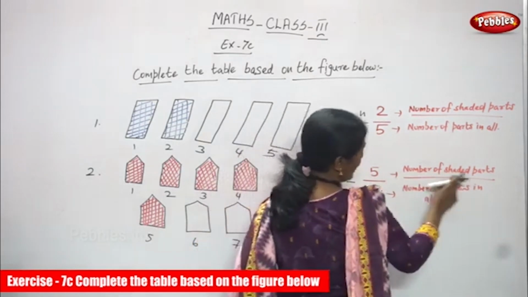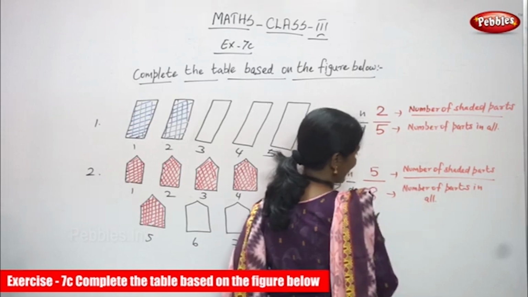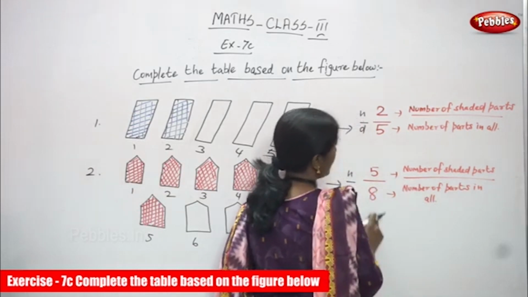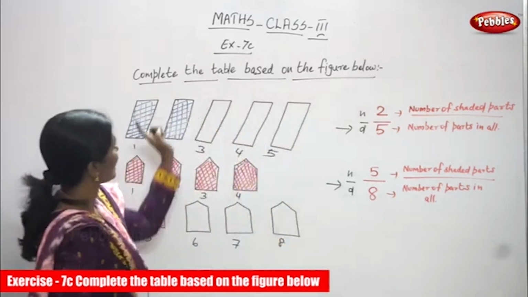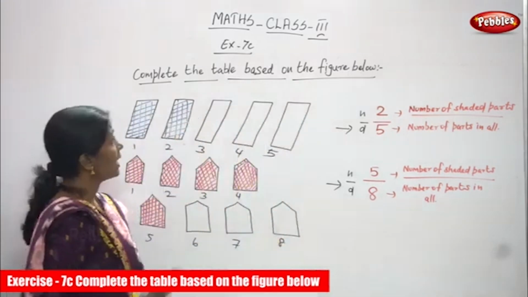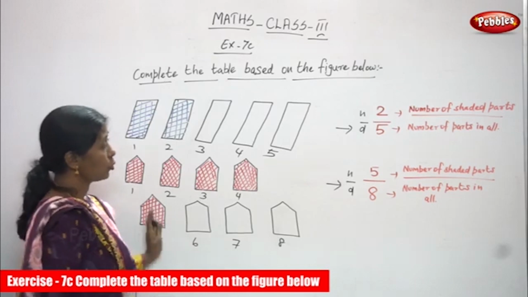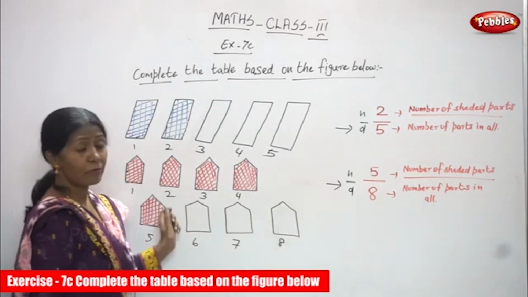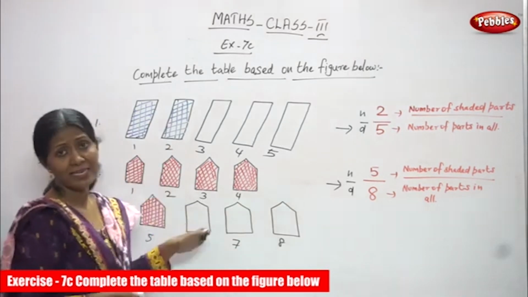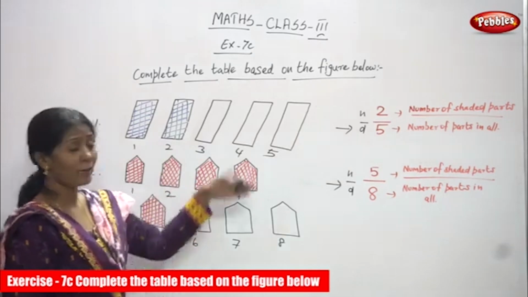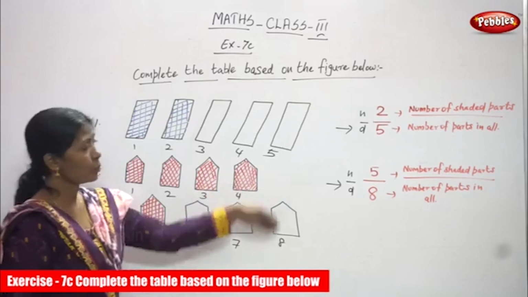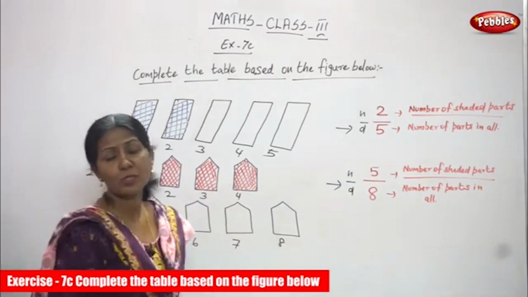So the number of shaded parts is 5. The number of parts in all is 8. So the fraction is 5 by 8. First diagram, the fraction is 2 by 5. I think you understand. Complete the table based on the figure and also the fraction. You know how to write the fraction. If they give diagrams or shapes, you have to find out the fraction. You have to write like this. I think you understand the concept well.